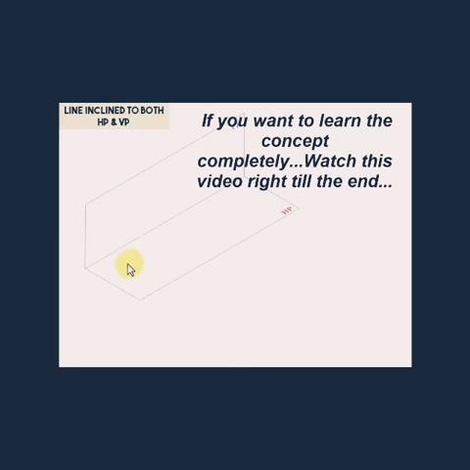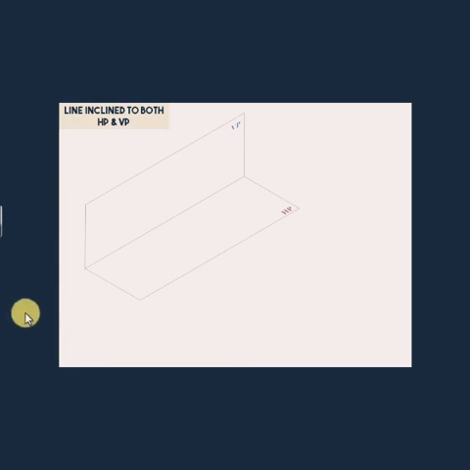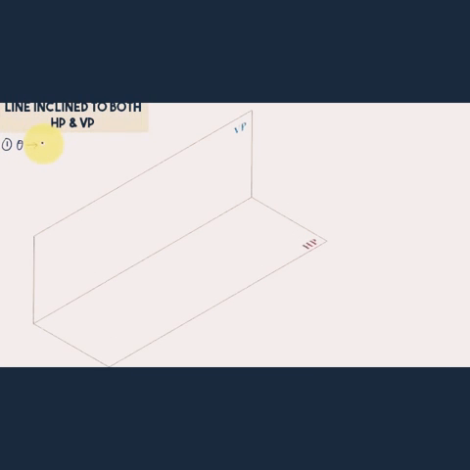VP, HP. Okay. Now guys, remember this. We're going to do this case by following two approaches. Number one, initially we're going to assume that the line that we do have is parallel to VP and kept at an angle theta with respect to HP. And as we go along, you'll see that this line gets automatically inclined at an angle phi with respect to VP.